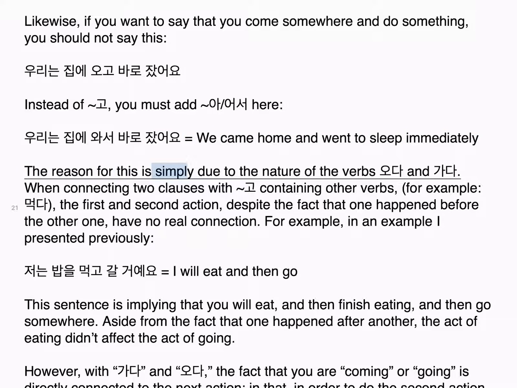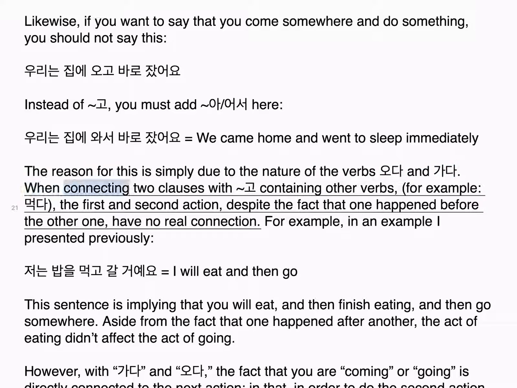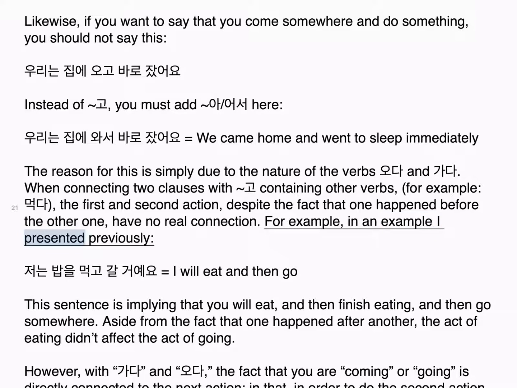The reason for this is simply due to the nature of the verbs 오다 and 가다, when connecting two clauses with 고 containing other verbs. For example, 먹다, the first and second action, despite the fact that one happened before the other one, have no real connection. For example, in an example I presented previously, 저는 밥을 먹고 갈 거예요. I will eat and then go. This sentence is implying that you will eat, and then finish eating, and then go somewhere. Aside from the fact that one happened after another, the act of eating didn't affect the act of going.